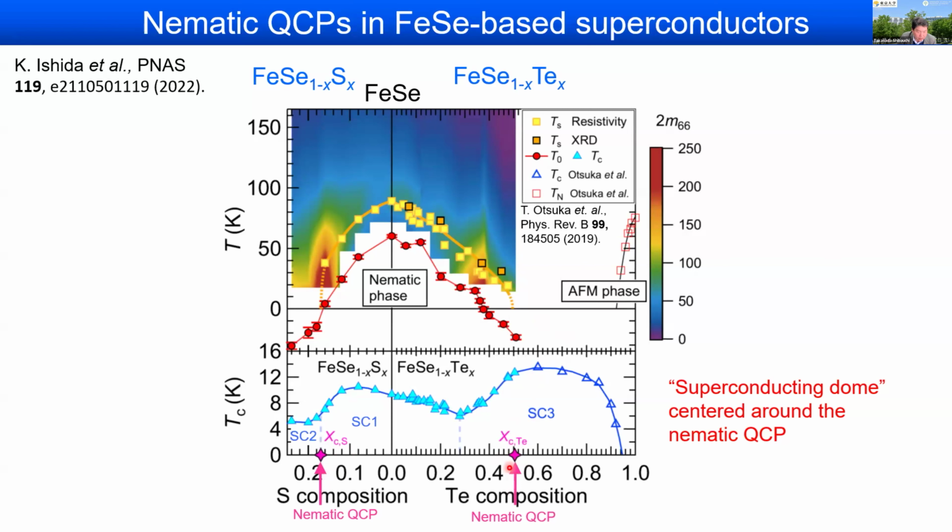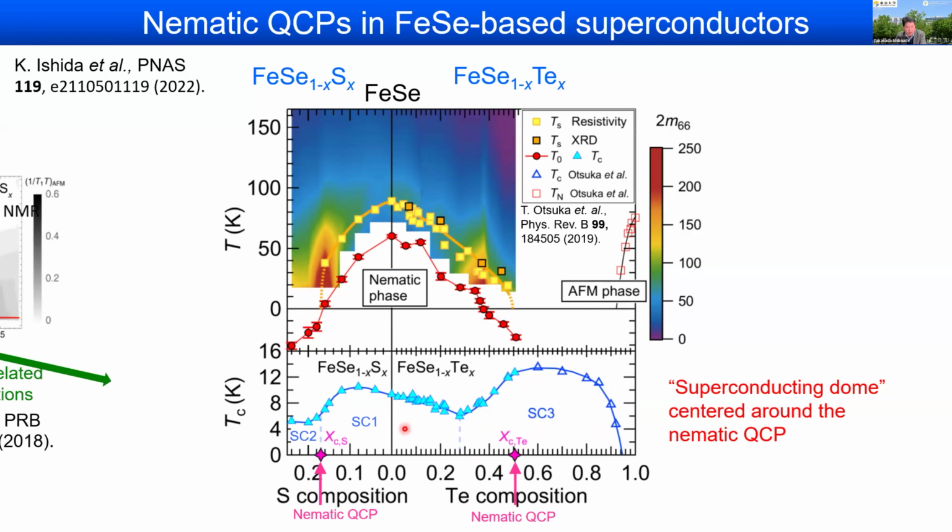What is most interesting in this material is that Tc shows a very characteristic composition dependence like this, and we actually have two superconducting domes. We separate these superconducting states into three phases. Here is SC1, which has one dome, and SC2 with the suppressed Tc, which is outside the nematic phase on the sulfur side. And here is SC3, which has the highest Tc dome.